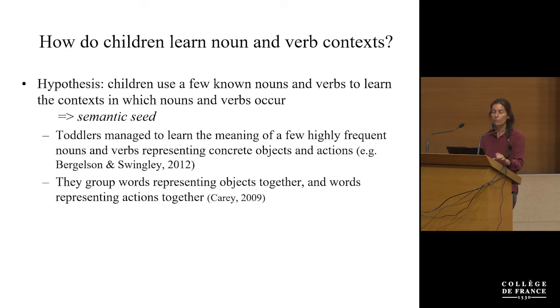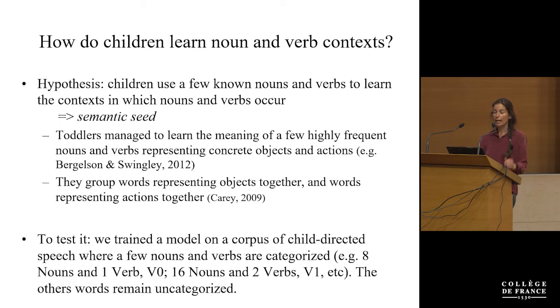There are experiments, for instance, by Bergelson and Swingley, showing that 6-month-old and 9-month-old infants already know some very common nouns and verbs. We know that children tend to group words together. We know that children group objects or actions together, like they have an agent category. And if they can group words representing objects together and words representing actions together, these could serve as a seed for future syntactic categories.